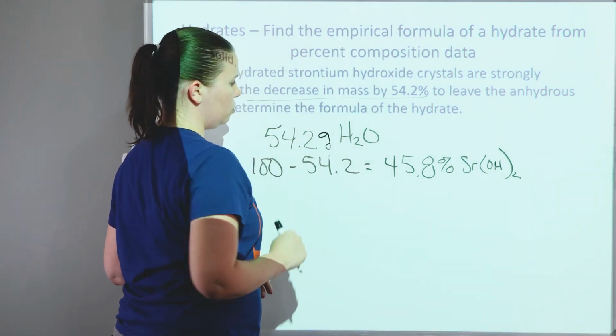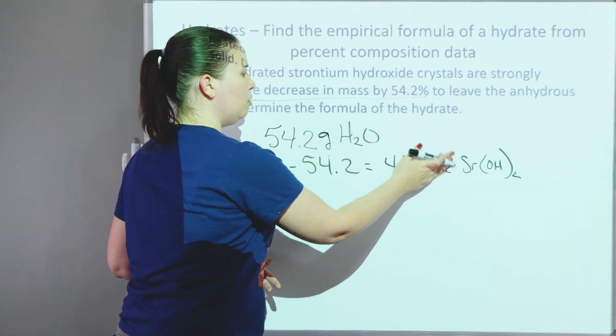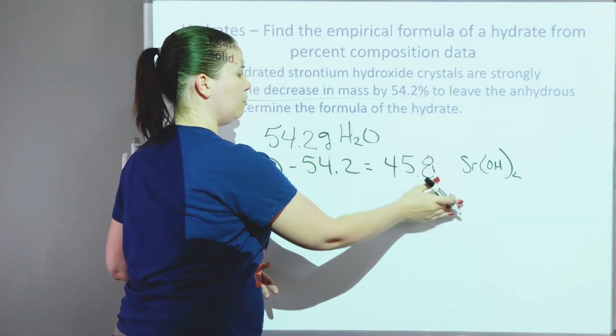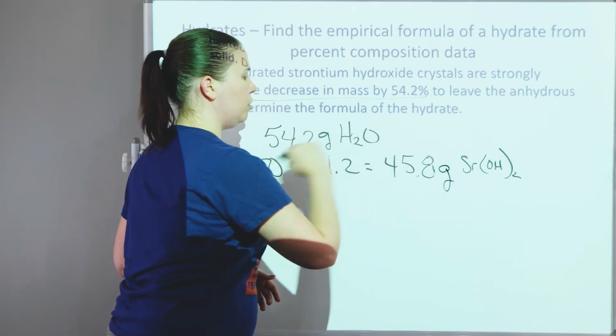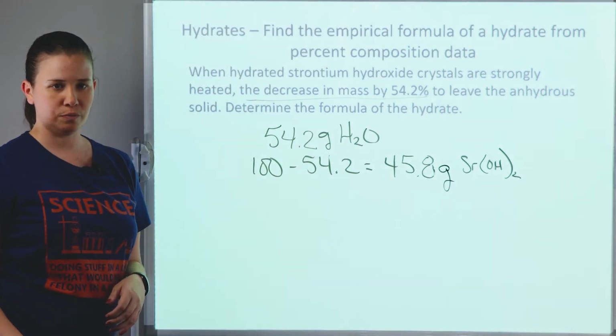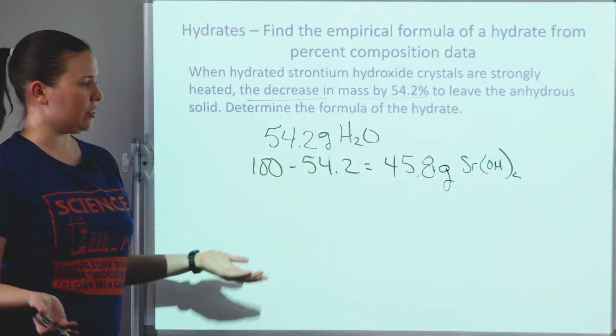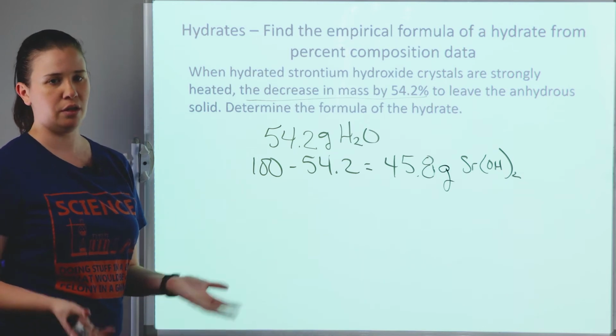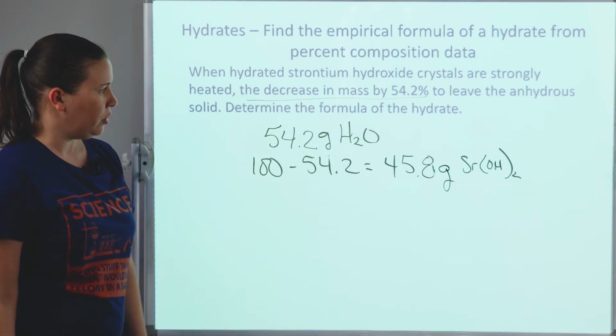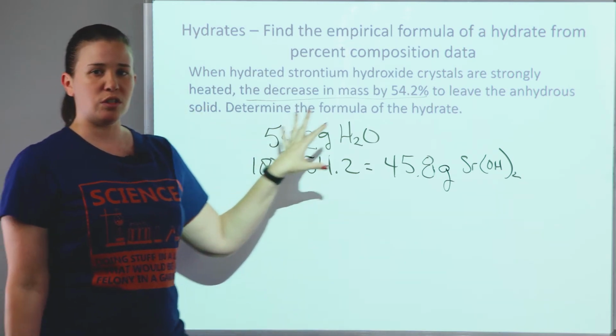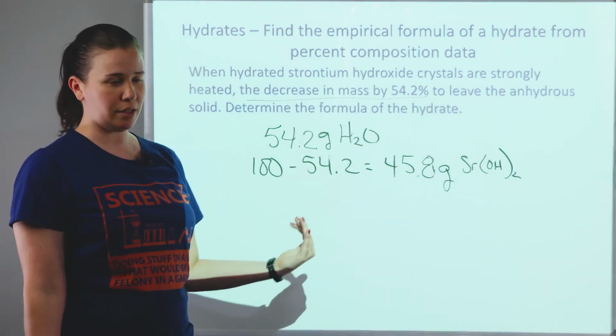54.2% of 100 grams would be 54.2 grams. 45.8% of 100 grams would be 45.8 grams. So treat your percentages as grams, because you can just pretend that you're finding that percentage of 100. Now I need to start working towards my mole ratio when I'm stuck in grams.